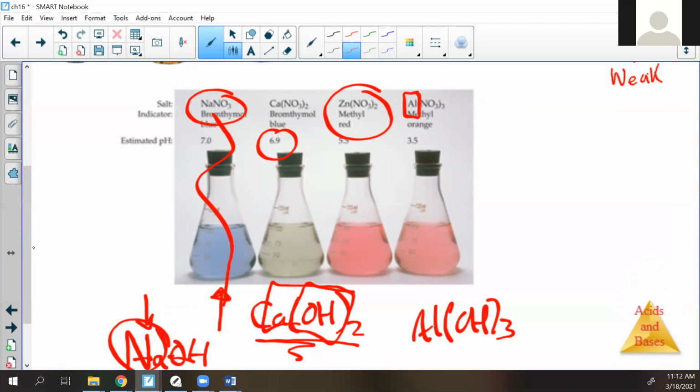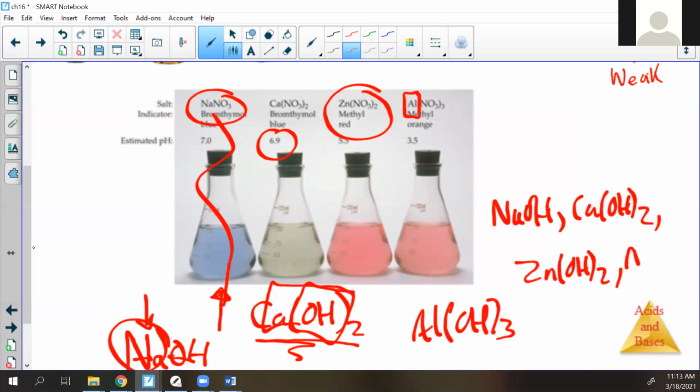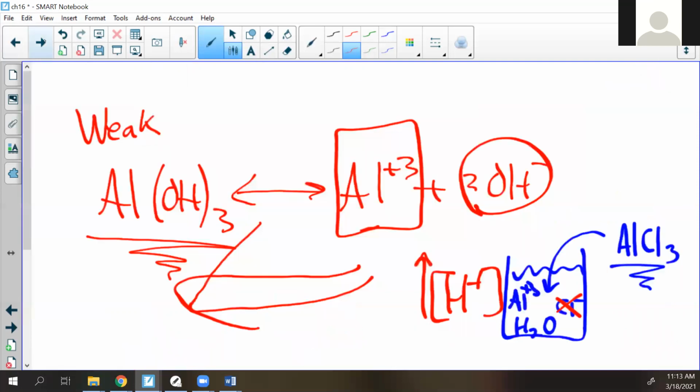So if we ranked them in order of strongest to weakest, we would have NaOH, then we'd have CaOH2, then ZnOH2, and aluminum OH3. And we could rank them in that order because this one had the greatest effect on pH, which means this one is the most likely to come together instead of break apart. This one had no effect, so it's 100% going to be separate. But it's the strongest conjugate acid.